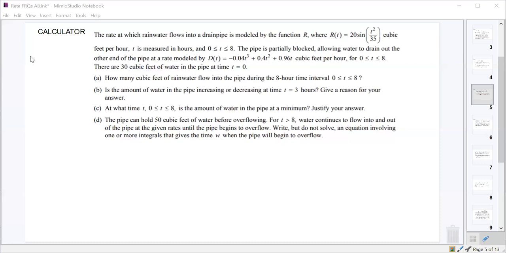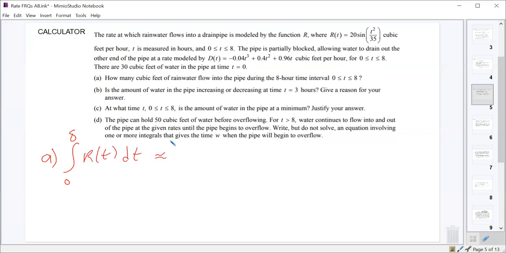So we've got rainwater flowing into a pipe. The pipe's partly blocked. The water is draining out. At the beginning, there's 30 cubic feet of water. We want to know how many cubic feet of rainwater flow into the pipe during the 8-hour time interval. That doesn't have anything to do with how much was in the pipe to start with, and that doesn't have anything to do with how much drains out of the pipe. Just how much flows into the pipe. So we integrate from 0 to 8 of r of t dt.